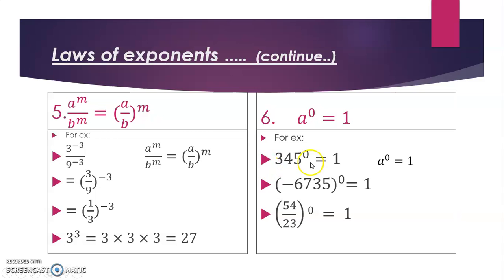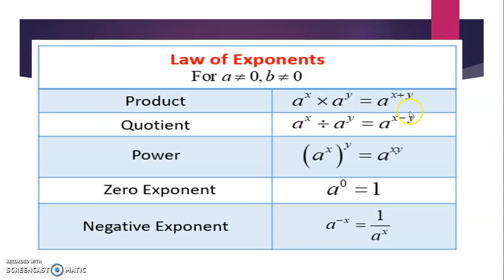Here it can be possible that the number is negative or positive or in fractions. See 54 by 23 or minus 6735. Any number or any fraction raised to the power 0 is going to give you the number 1 as the answer. Okay, these are some of the laws of the exponents, and you have to keep in mind that both a and b are not equal to 0, and these exponents can be 0, a positive number, or a negative number, that means integers.